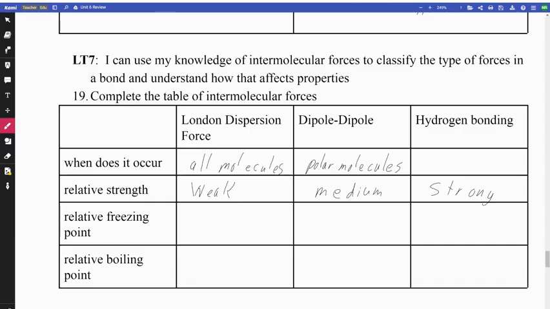Hydrogen bonding exists in polar molecules that also have hydrogen bonded to nitrogen, oxygen, or fluorine. Not all of them, just one of them. So if hydrogen is bonded to one of these three atoms within the molecule, and it's a polar molecule, then the molecules have hydrogen bonding intermolecular forces.